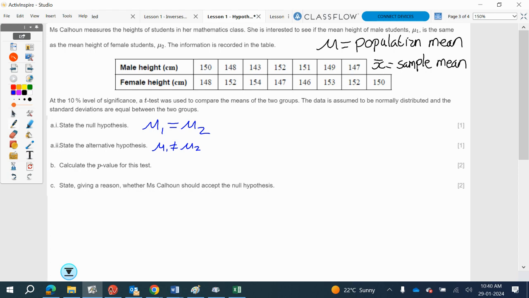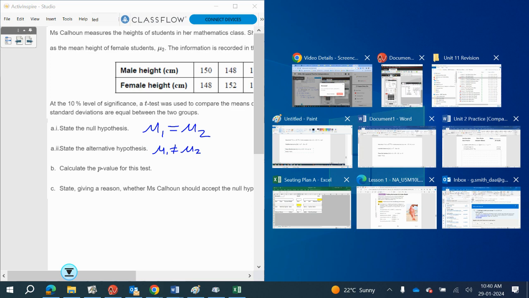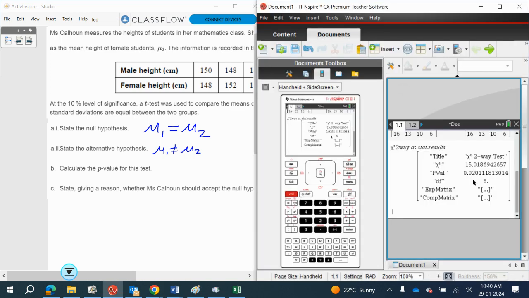Calculate the p-value for the test. Make a list and spreadsheet. So let's do our list, and you put everything in. There is our calculator.